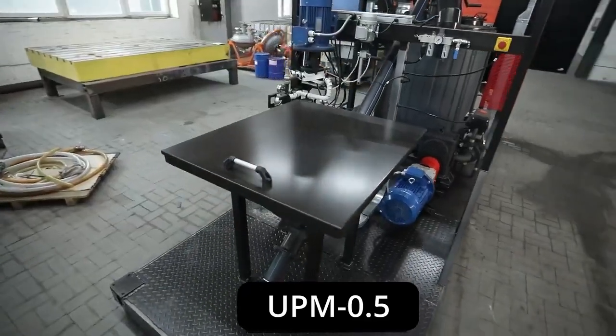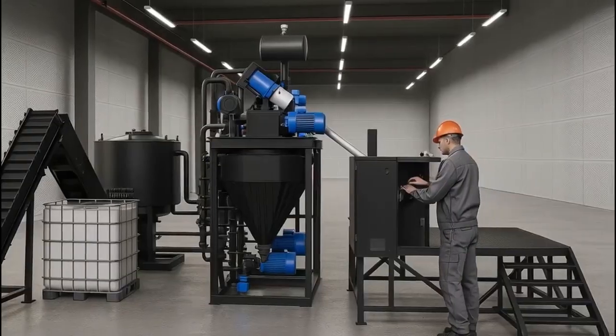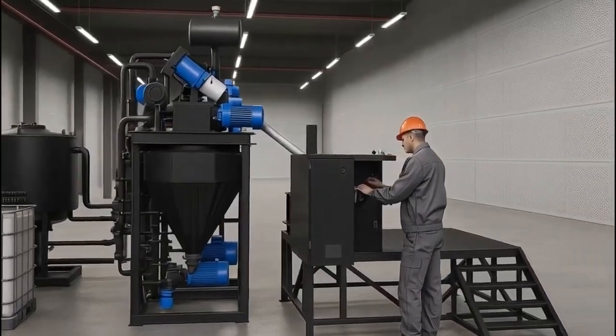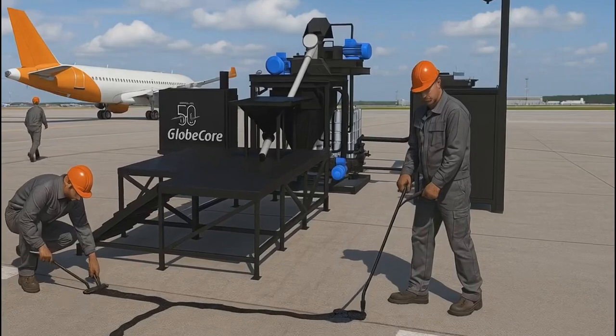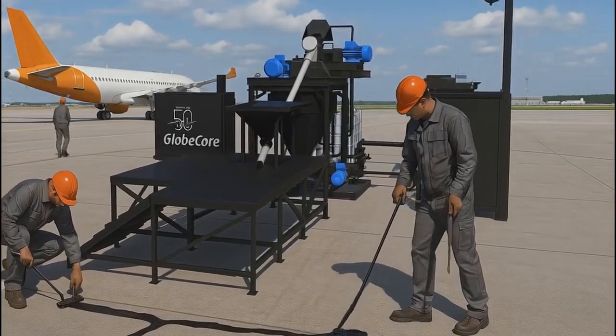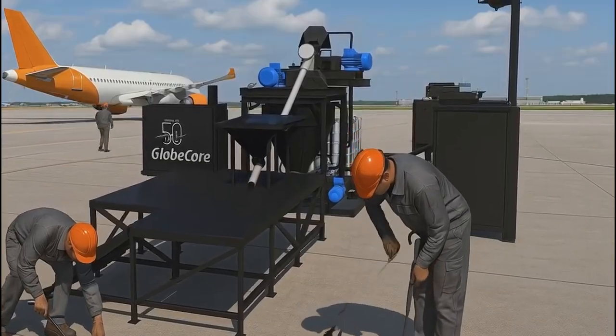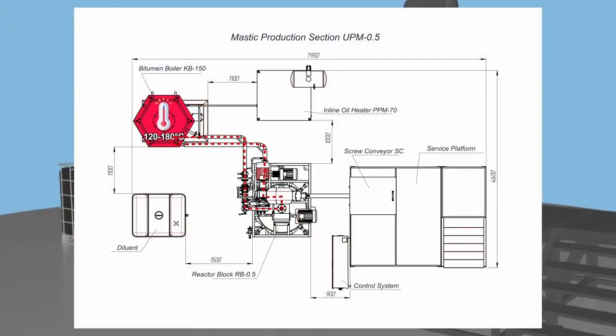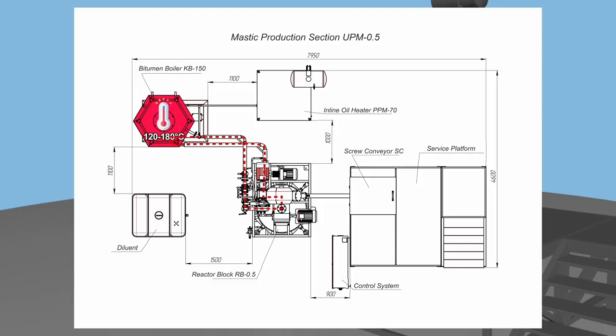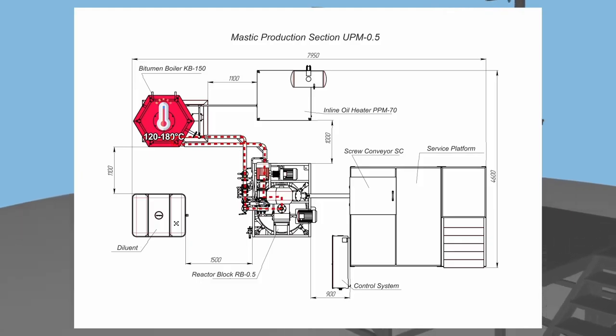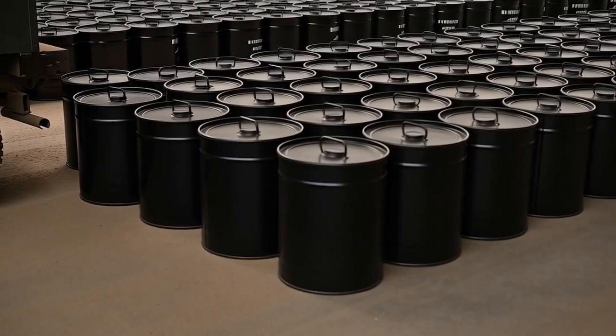The UPM plants are easily integrated into the existing infrastructure of a factory or a mobile repair crew. The plant takes up little space, is easy to transport, and features a modular design and ease of maintenance. Cleaning after mixing is performed automatically, in reversing mode, with the use of hot bitumen without dismantling the equipment.